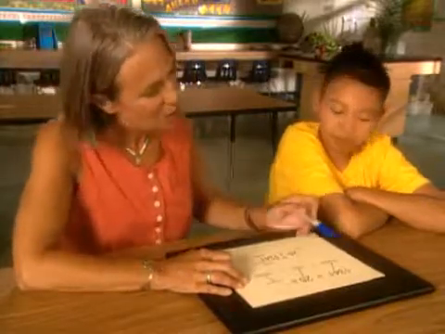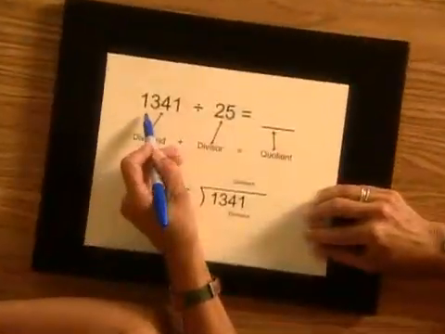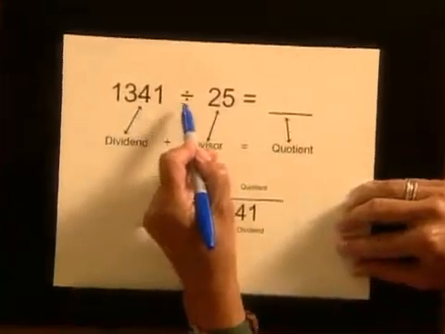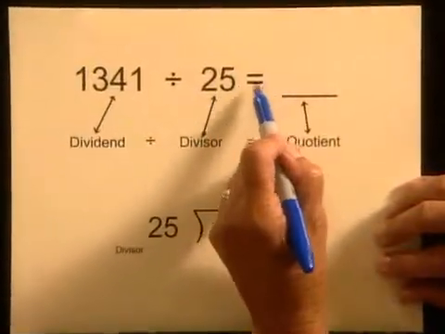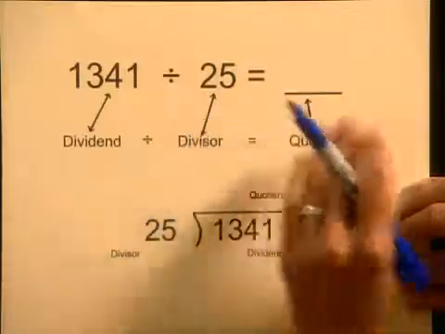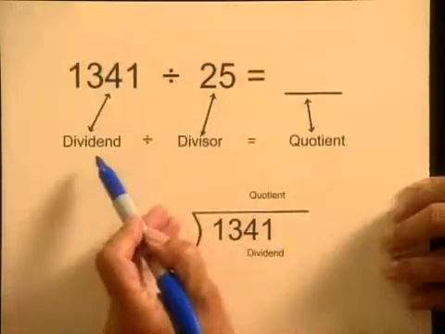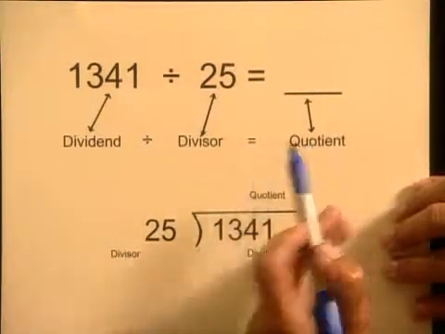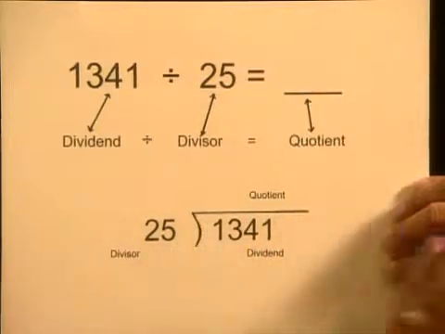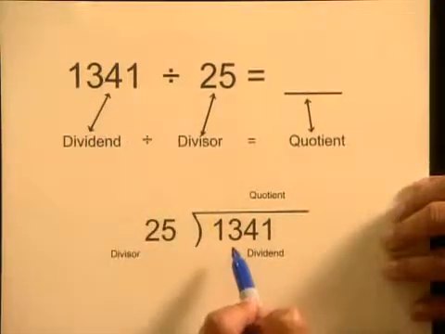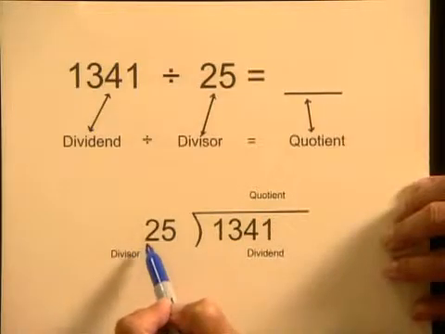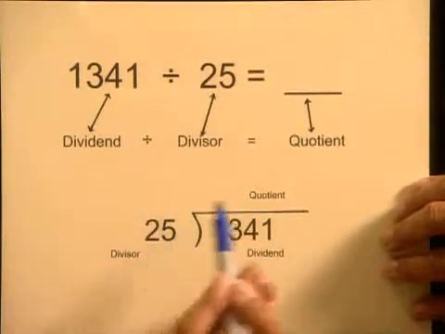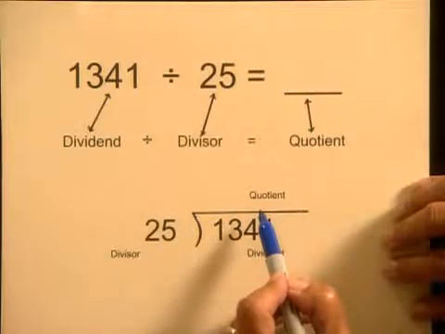Yeah. All right. Let's try this problem right here. 1,341 divided by 25 equals. We see that we have the exact same parts to the problem as we have when we have a single-digit divisor. We have a dividend divided by a divisor, and the answer will be our quotient. We can also set up a long division problem like this. And we'll put our dividend in the house, we'll put our divisor outside trying to come in, and our quotient will end up on the top line right above the dividend.